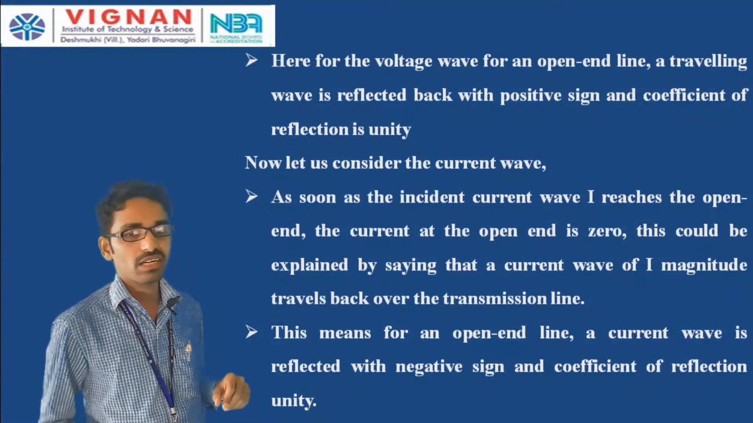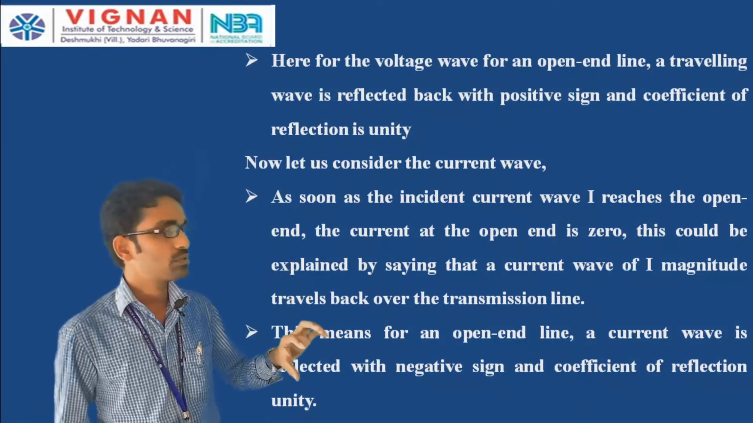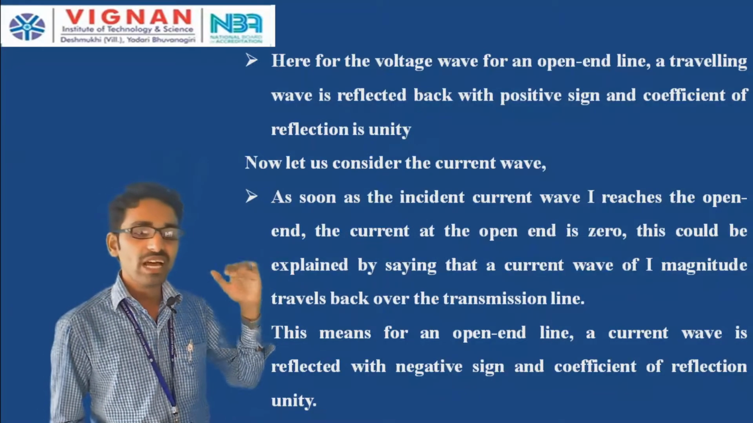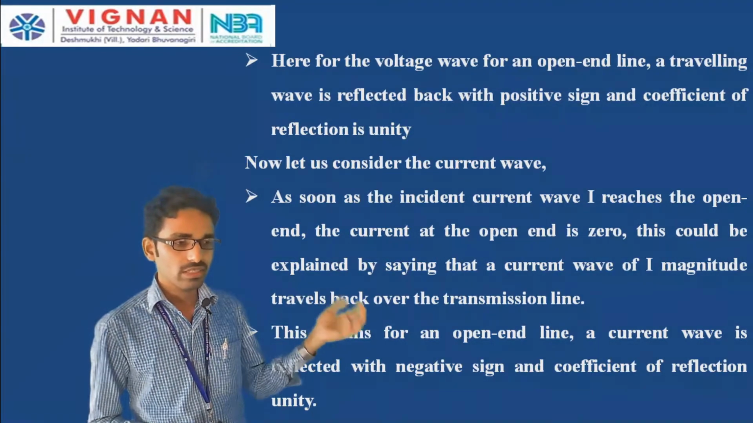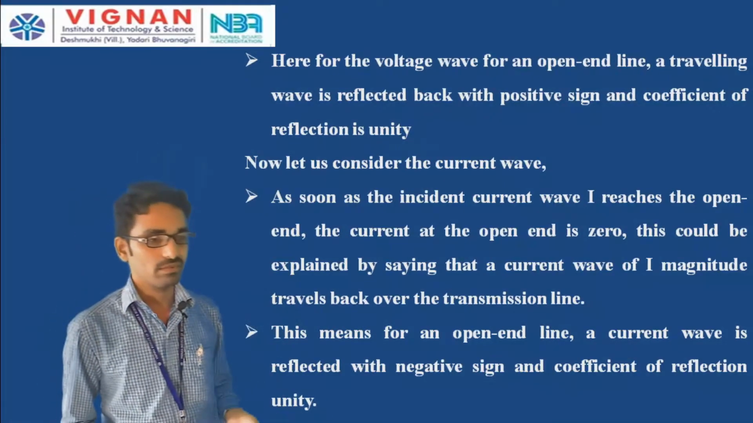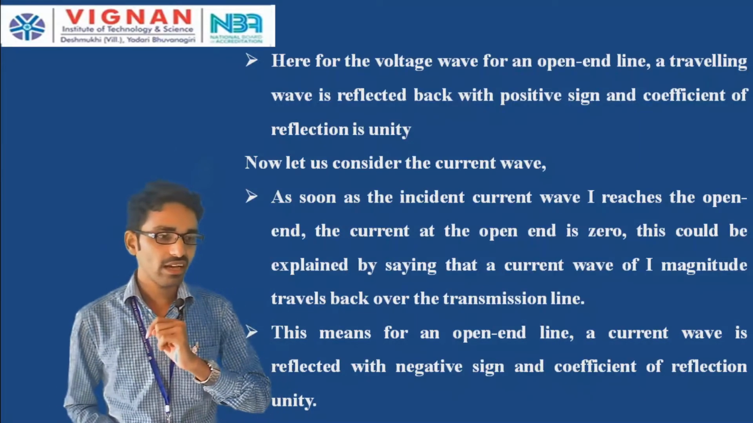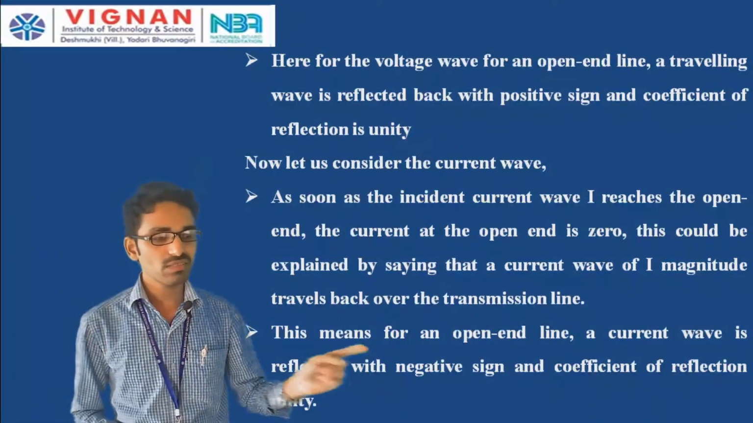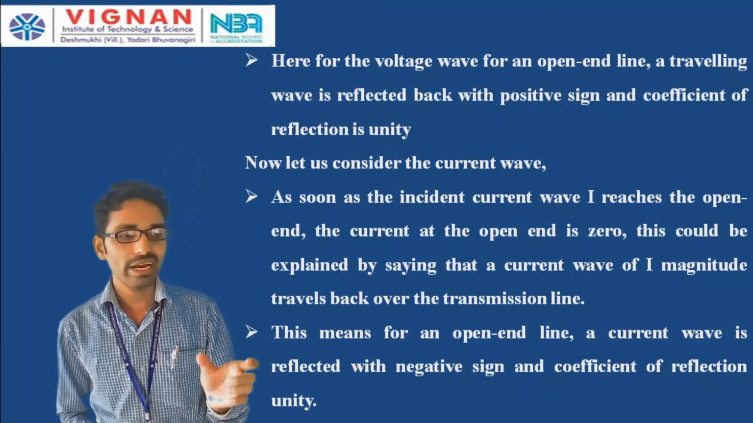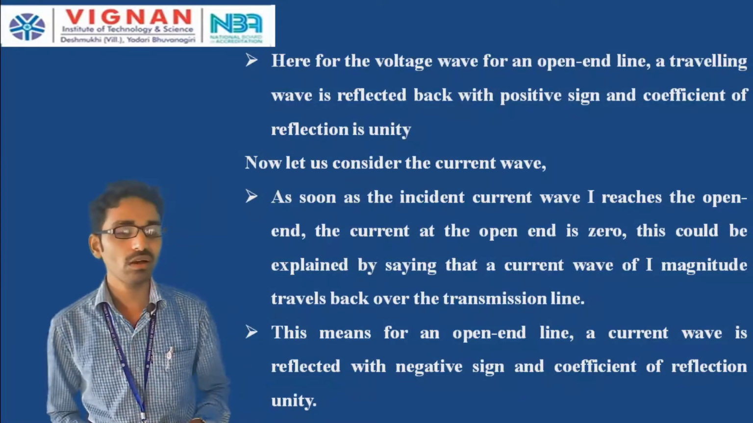This could be explained by saying that a current wave of magnitude I which travels back over the transmission line travels back to the sending end side, but with a negative sign. Because the first wave travelling towards the open end is I, and again it is reflecting back, meaning minus I. I minus I gives 0 at the open end. That is, current is 0 at the open end.